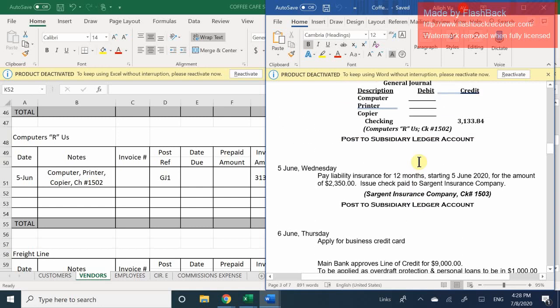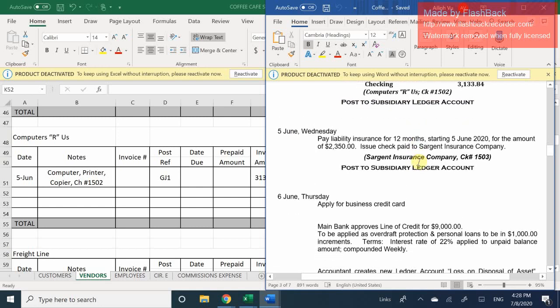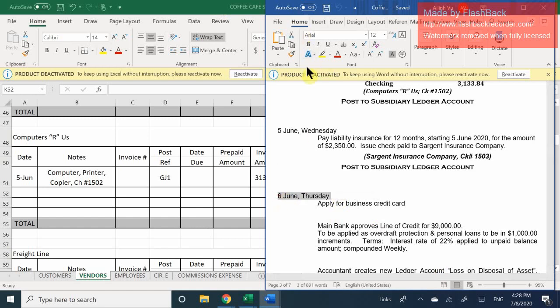Okay, yes, let's go ahead and finish up the 5th. Then tomorrow we go ahead and journalize the 6th. So I'm going to go ahead and indicate this so we can leave off tomorrow morning. But let's go ahead and finish the last journal entry for the 5th of June.